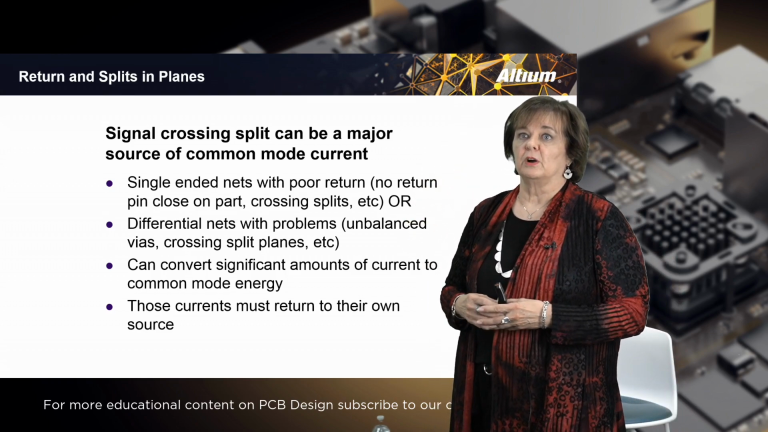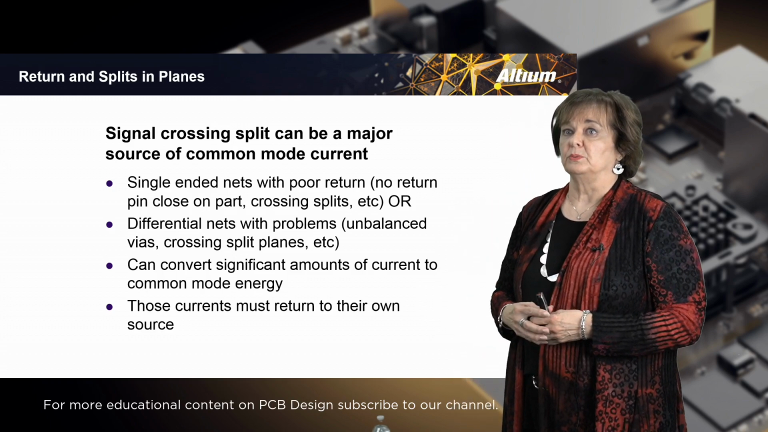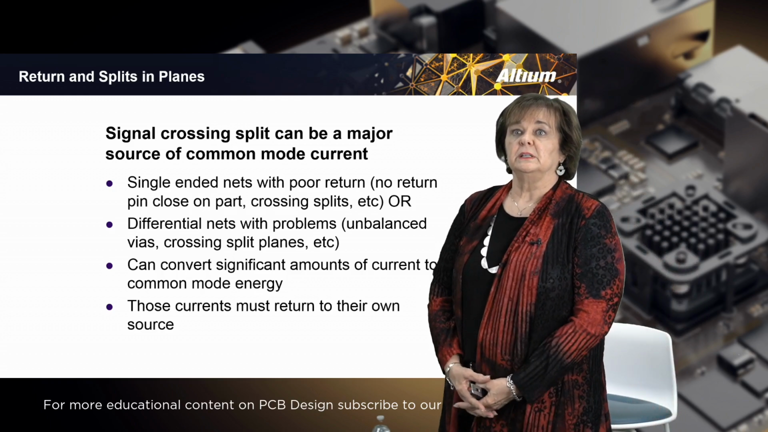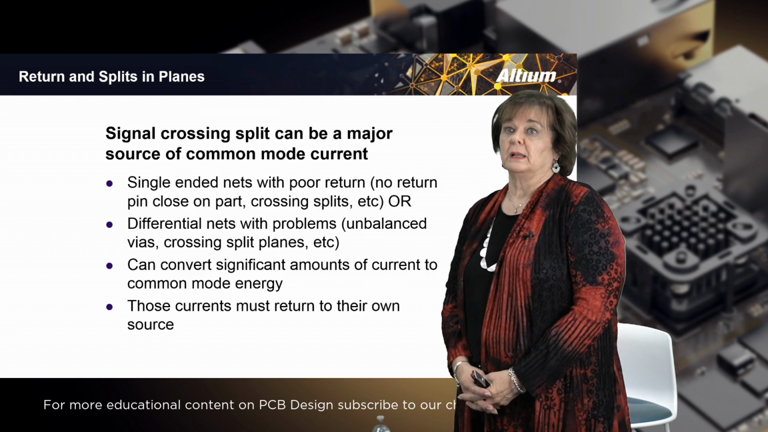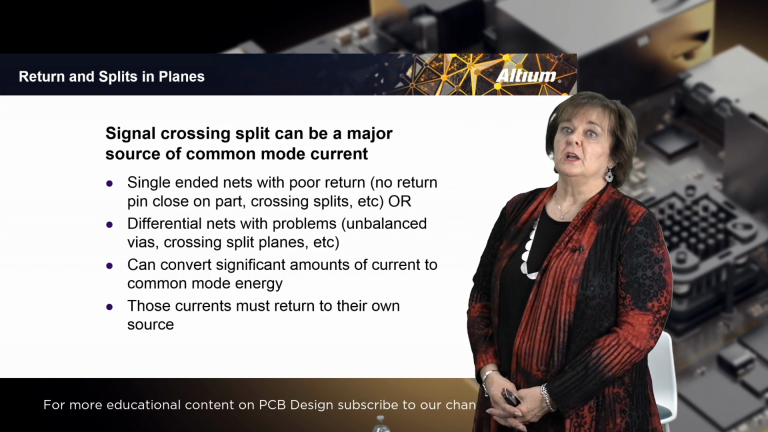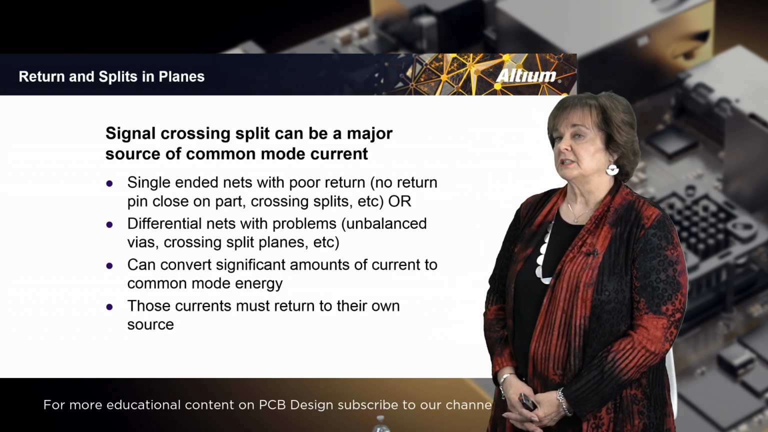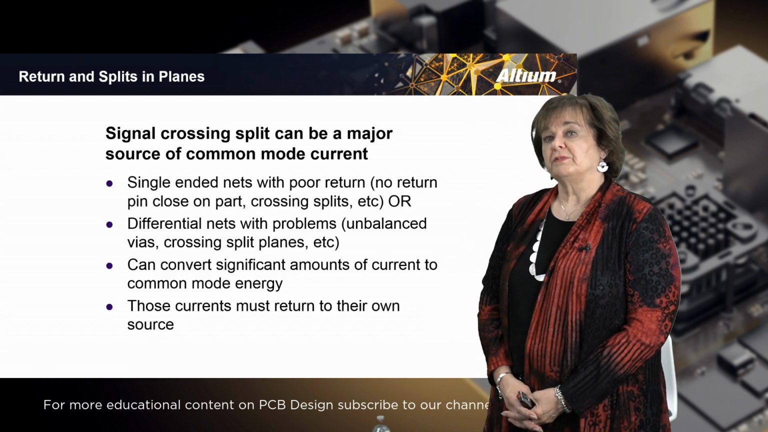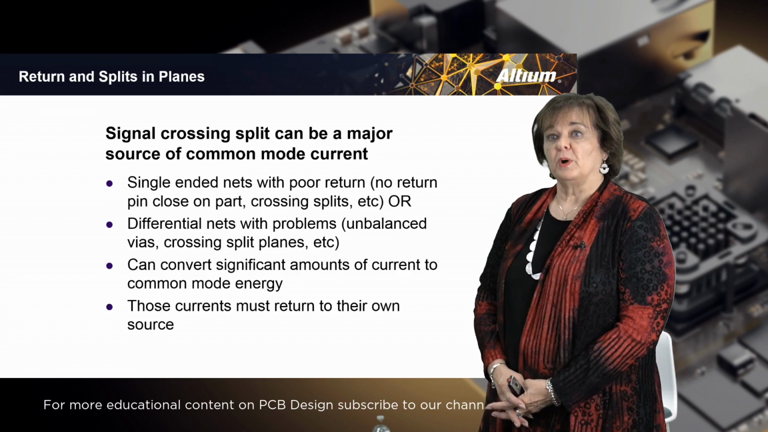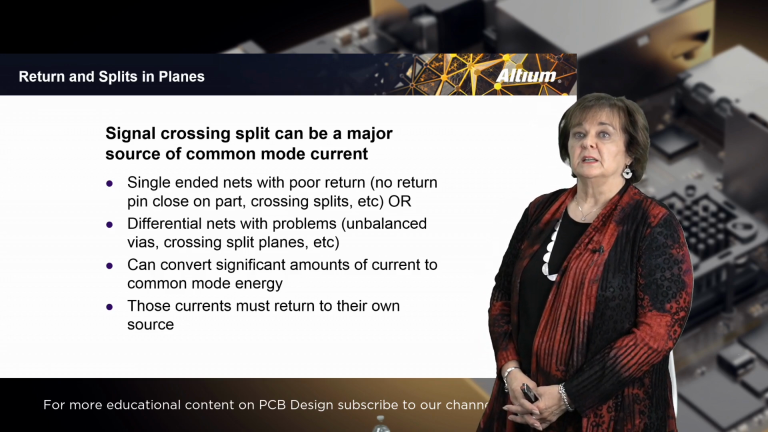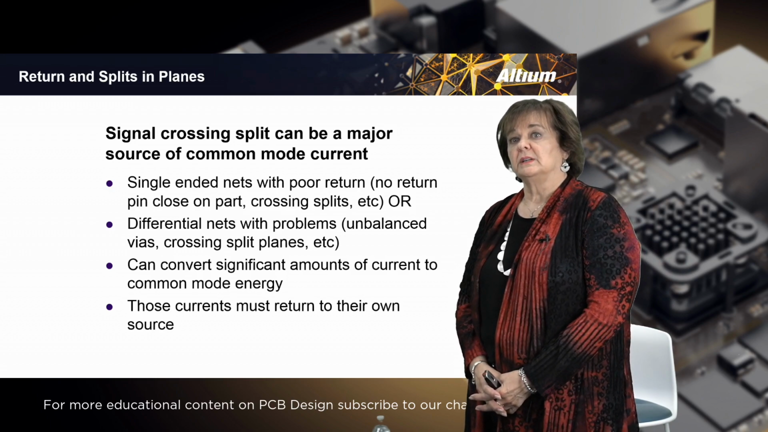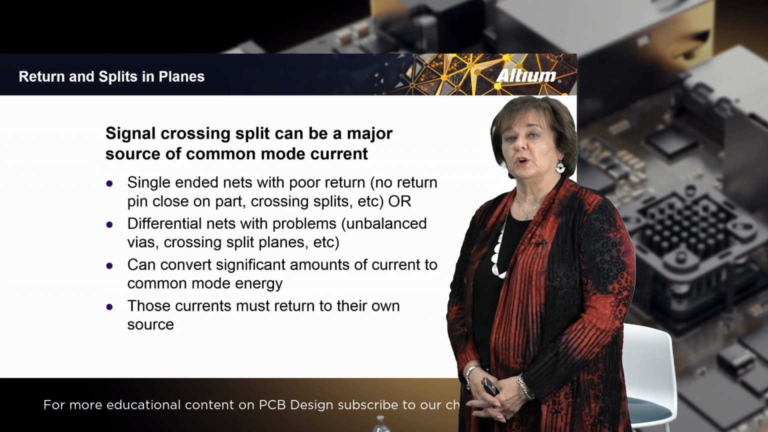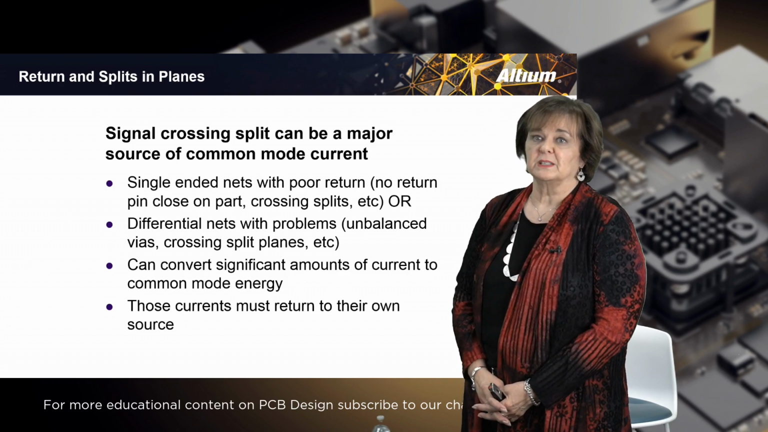Signal crossing splits can be a major source of common mode noise. The single-ended nets with poor return, for instance, no return pin close on the part or crossing a split, or if the differential signals have problems, unbalanced vias, crossing split planes, etc., then you can convert significant amounts of current to common mode energy. What is common mode energy?